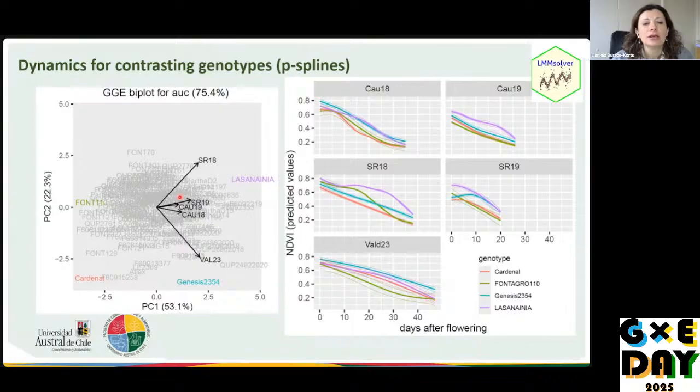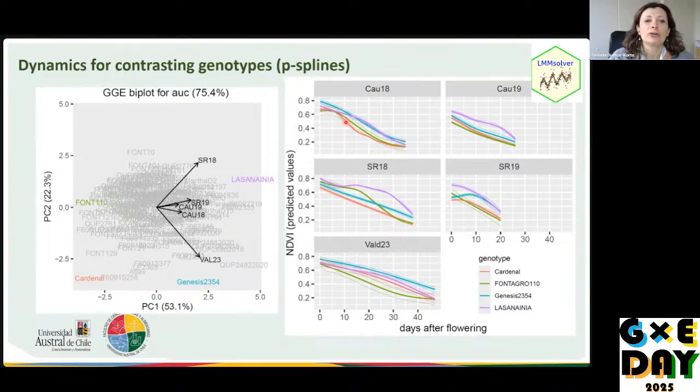And we see that when we extract those curves, for example, in Valdivia, in the south, that is more humid, Genesis always has a higher NDVI, so it's always greener. Whereas in Cauquenes, that is a more dry environment, La Sana Iña is the most green one. So we have a lot of G/E on these curves, a lot of G/E going over time. So then we were happy.